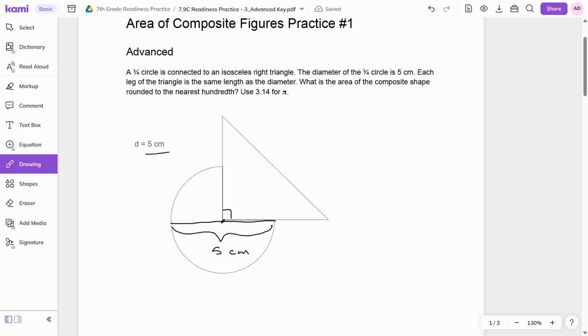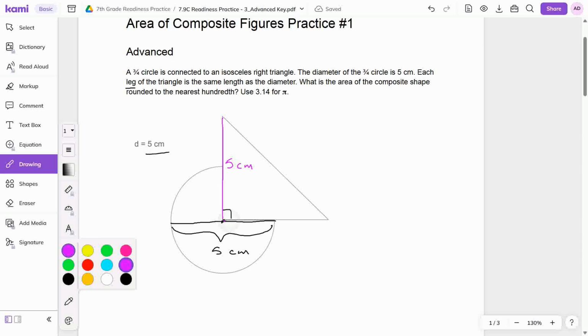Now, each leg of the triangle, when we're talking about legs of a right triangle, those are the two sides connected to the right angle. So each leg is the same length as that diameter. And so it's isosceles, which means these two legs are identical. So we can say that this right here is also 5 cm, and that this right here is also 5 cm. So we have a lot of 5 centimeters here.